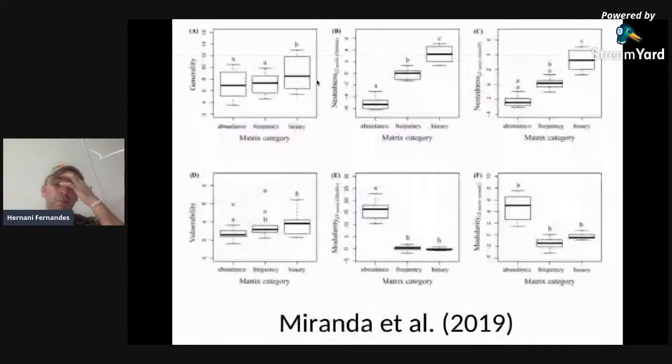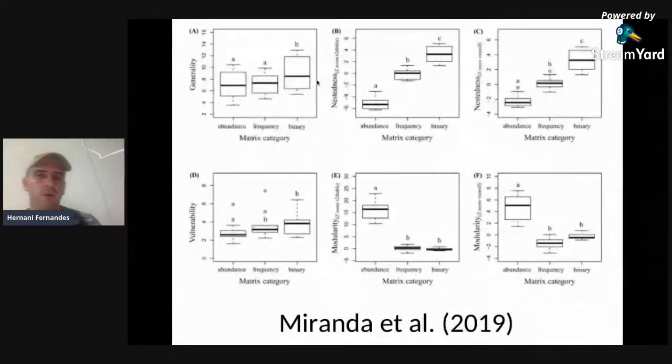This is also very important because when you're doing the matrix of interactions to measure the structure of the network, if you use abundance data or frequency data or binary data, you can also reach different ecological conclusions in your study depending on the network metric you're using as well.